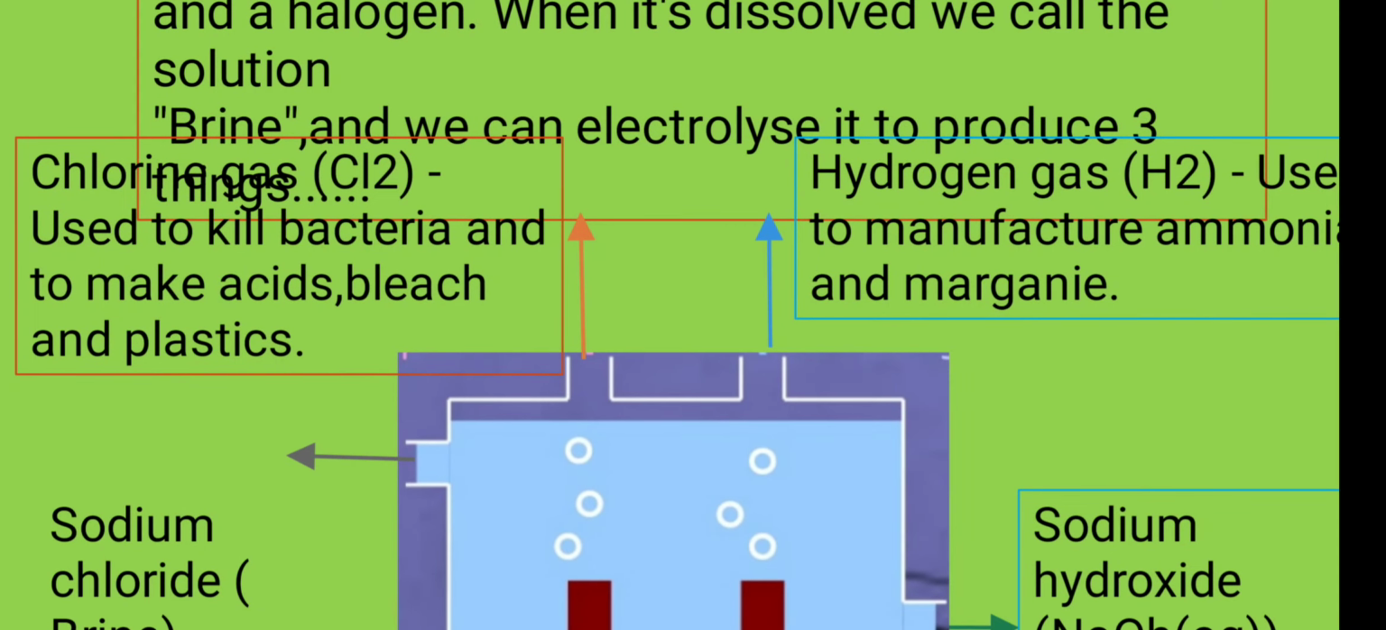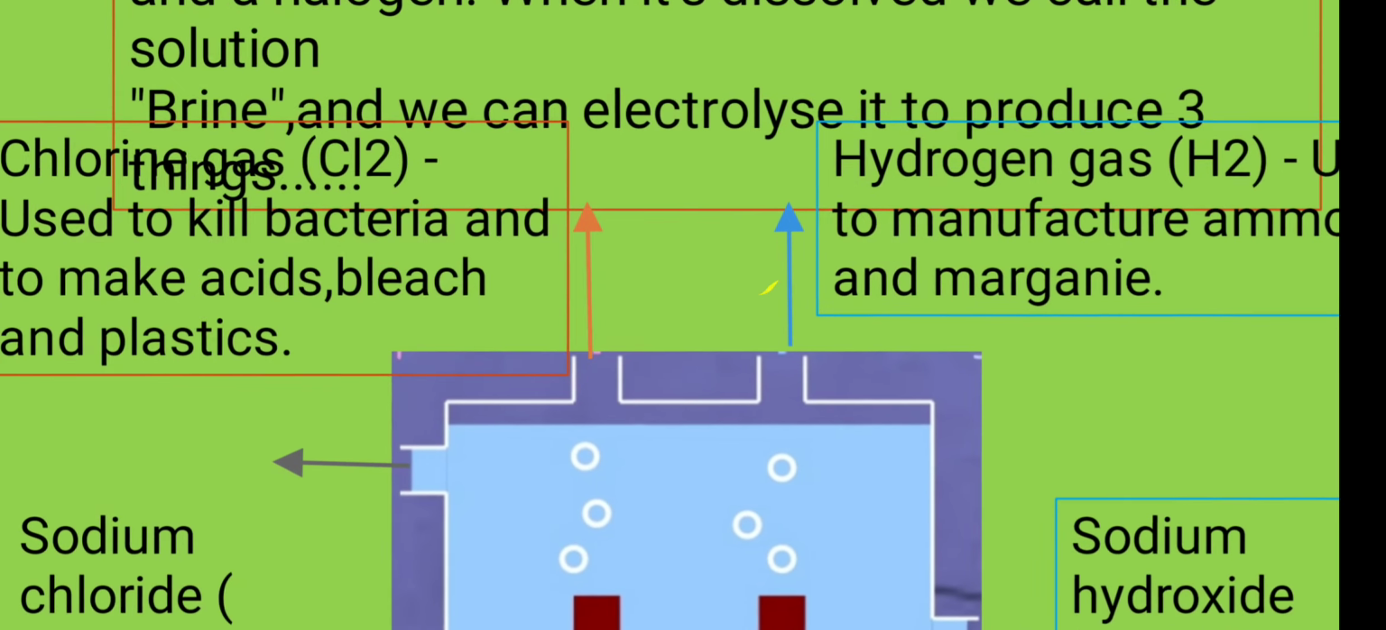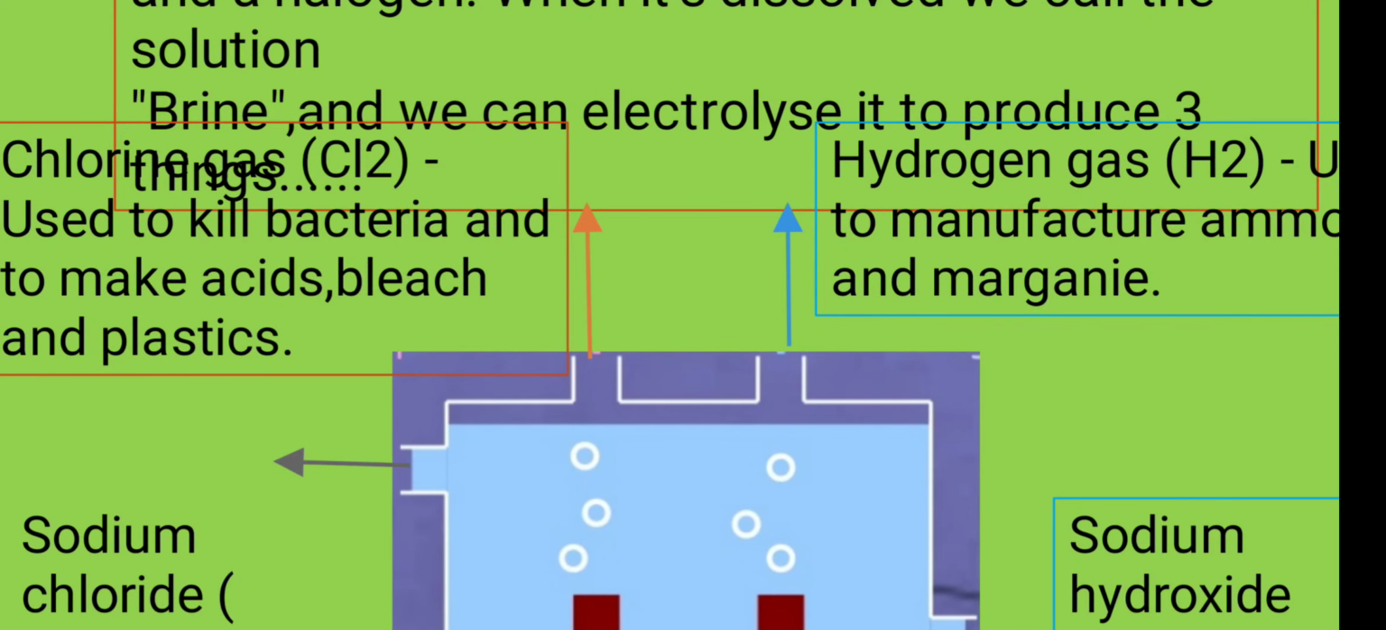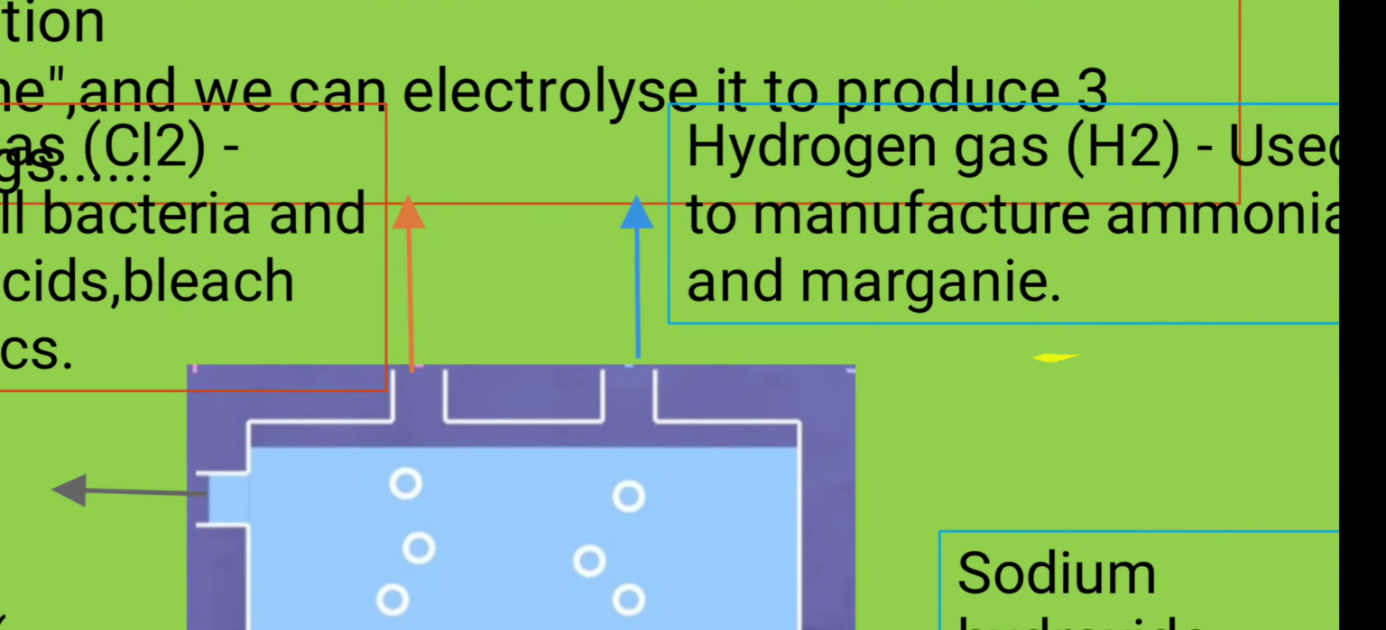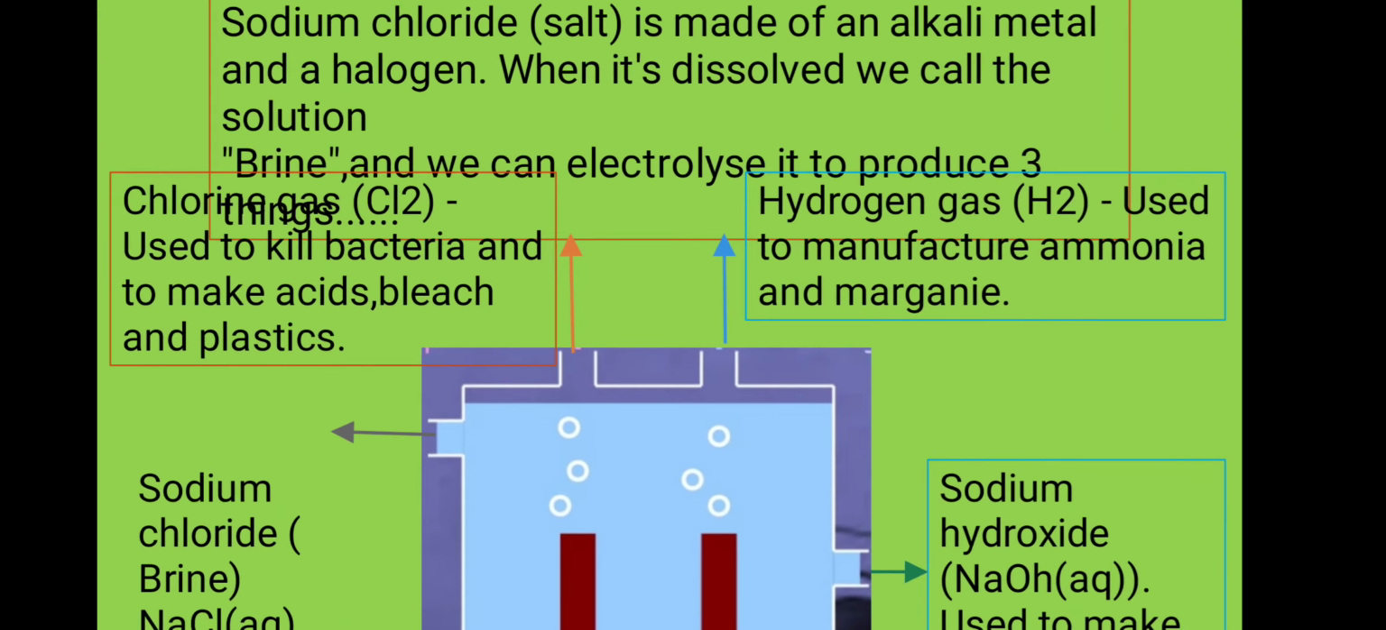Chlorine gas, Cl2, is used to kill bacteria and to make acids, bleach, and plastics. Hydrogen gas, H2, is used to manufacture ammonia and margarine.